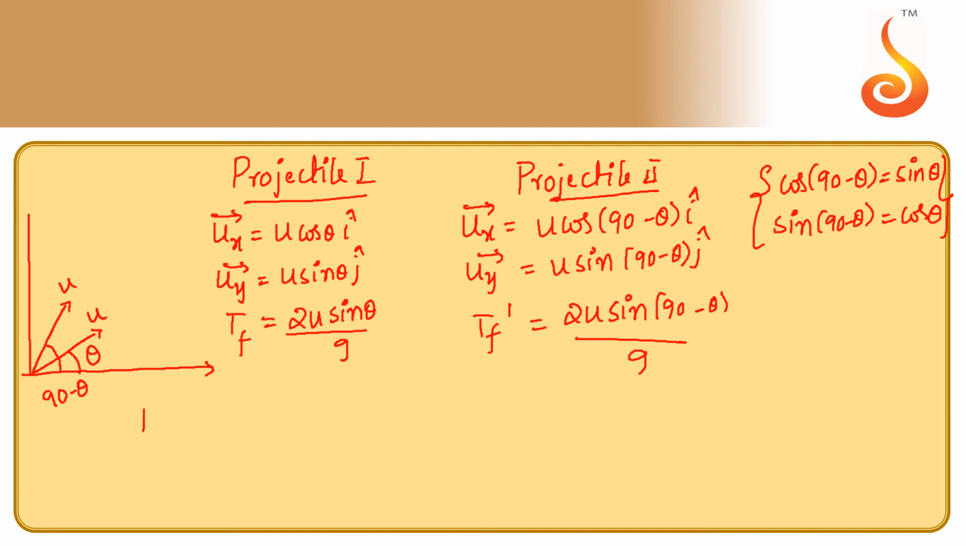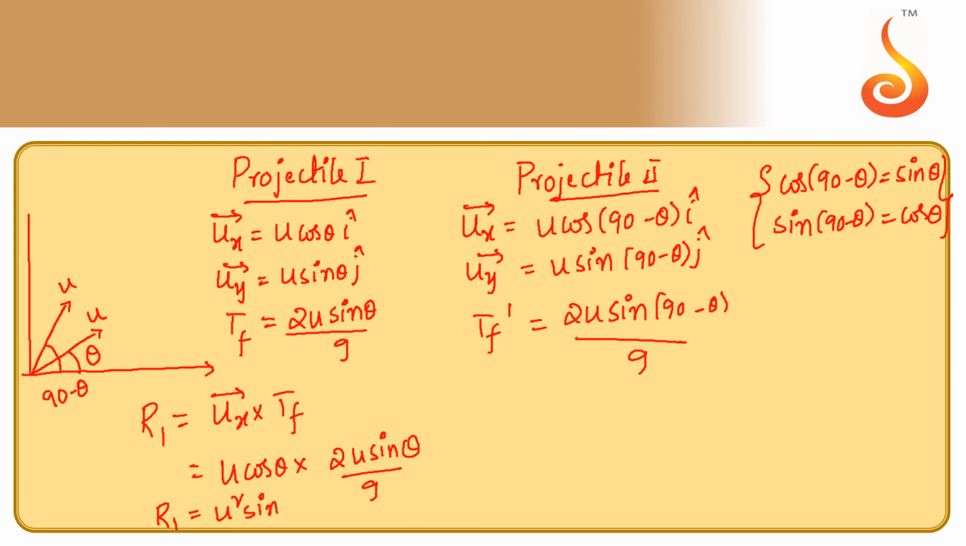Therefore, the range for the first projectile would be the initial velocity along the x direction into the time of flight. Therefore, u cos theta into 2u sin theta by g, which is equivalent to u square sin 2 theta by g. Let it be equation 1.